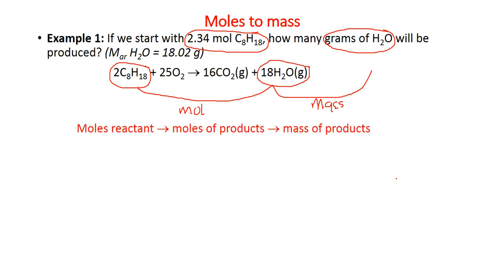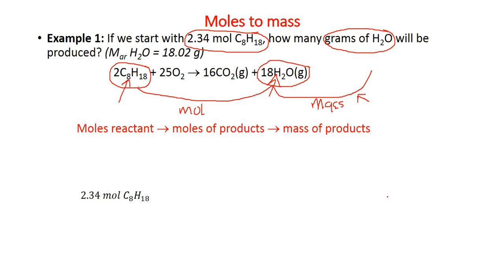So let's see how it works. First, you are given the moles of reactant. This is our reactant. And you need to determine the moles of the product. This is our product. And then you are going to get the mass of the product. This is what we are saying here, spanning through two conversion factors. So as usual, we start with our given quantity, which is 2.34 mole of octane. That's what we start with.